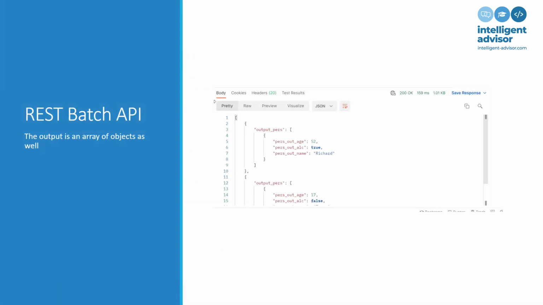And the REST batch API, the output is an array of JSON objects as well. So you can see here in the output, I have one person age 52 and the second person age 17, and the results are different because they are two instances of an object.